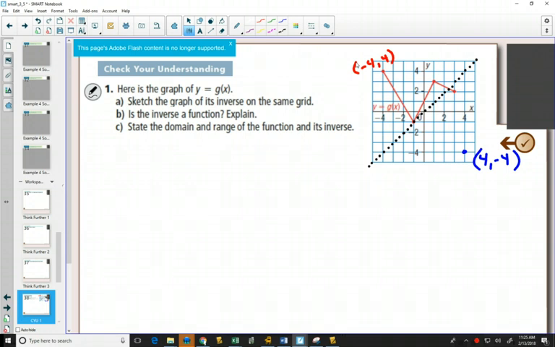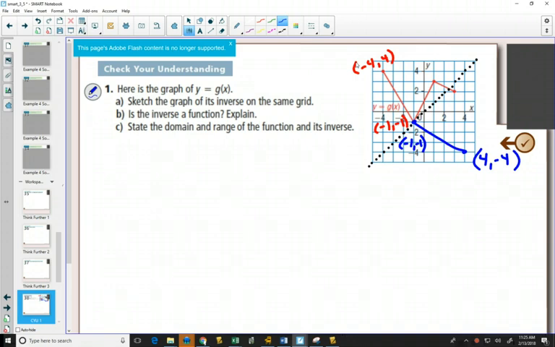And the next point that we have on our red graph is the point negative 1, negative 1. Well, that's interesting, because those coordinates are the same. When we switch them, we're going to get negative 1, negative 1. I'm going to just connect those lines for now, and we can maybe see that that first line is a reflection over the line y equals x.